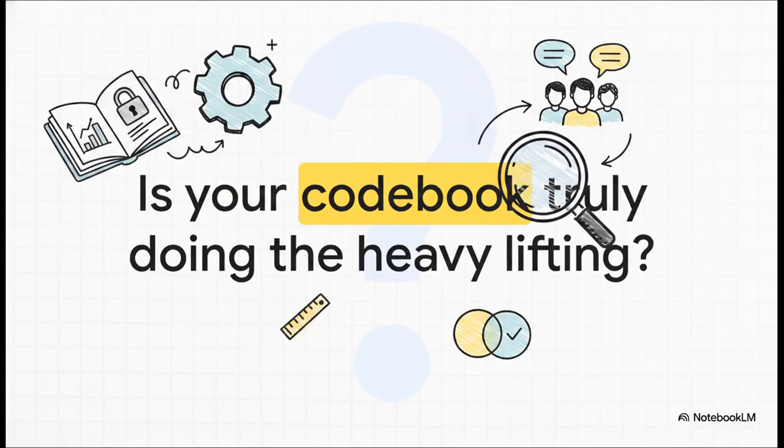So, I'll leave you with this final thought to chew on. Are you letting software dictate your reliability, or is your codebook truly doing the heavy lifting? Don't let those sky-high agreement percentages lull you into a false sense of security. Go audit those codebooks, double-check your Kappa scores, and make absolutely sure your definitions are rock solid.